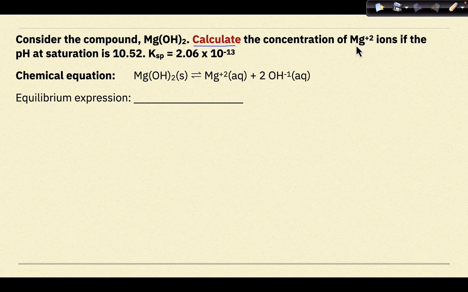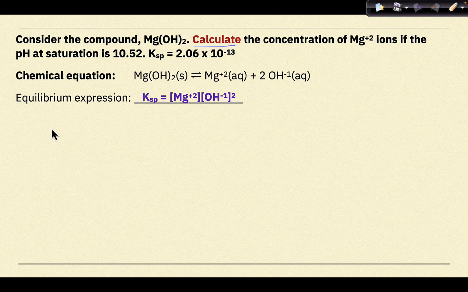Calculate the concentration of magnesium ions if the pH at saturation is 10.52 and the Ksp is equal to 2.06 times 10 to the negative 13. The chemical equation is Mg(OH)2 dissociates to form Mg+2 ions and hydroxide ions. The equilibrium expression will be Ksp is equal to the concentration of magnesium ions times the concentration of hydroxide ions squared. The first thing that we need to do to calculate the concentration of the magnesium ions is to find the hydroxide ion concentration. We can do that by using the pH.